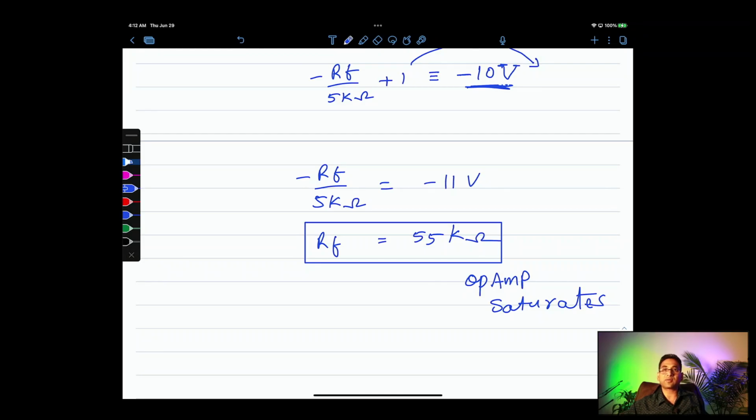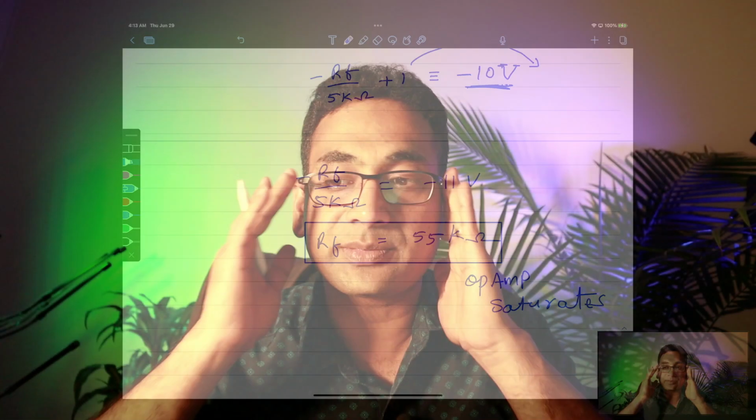Okay, pretty straightforward. Two parts of the problem we discussed. The first part is simply the application of KCL, and then finding an expression for VO as a function of VA. The next problem is finding the value of RF that will saturate the op amp, and it's pretty straightforward to calculate both. I will see you with the next and last problem of the chapter.